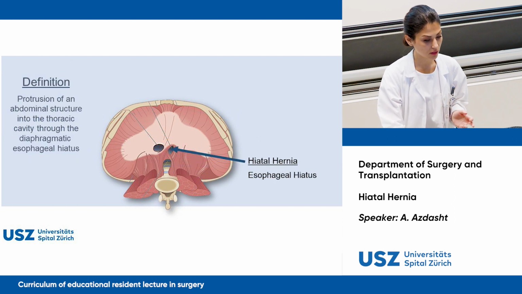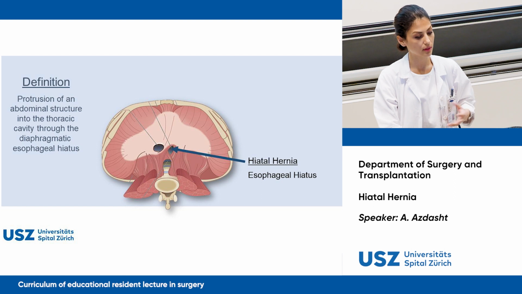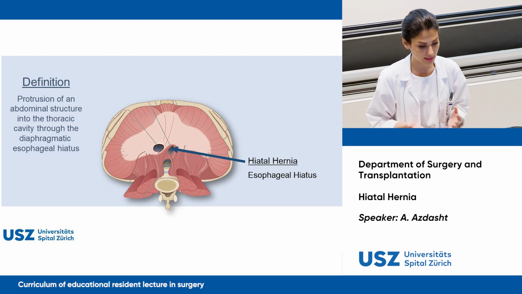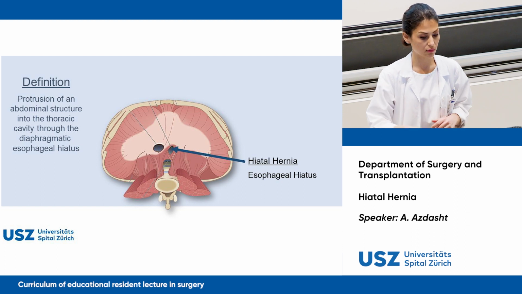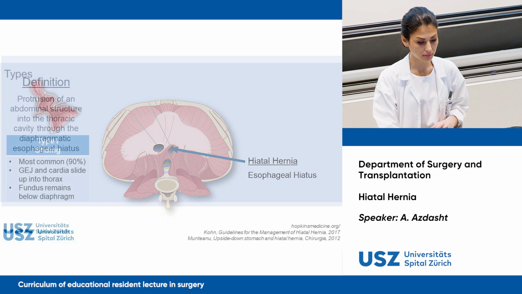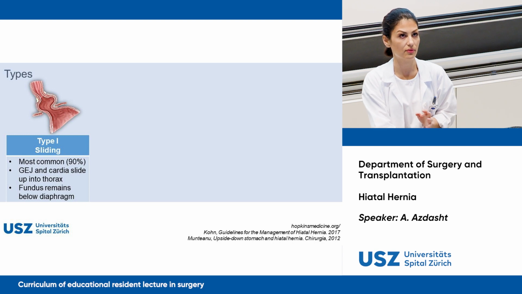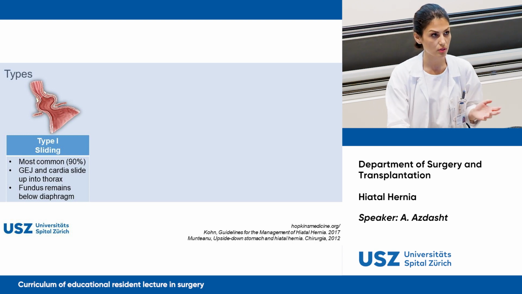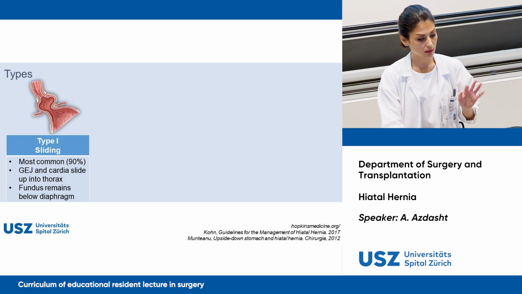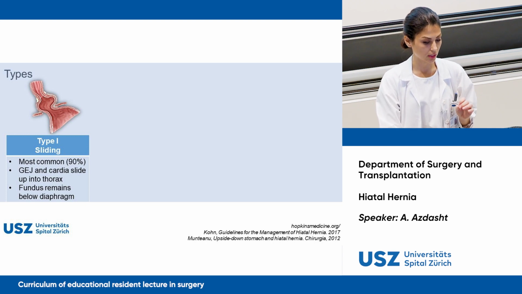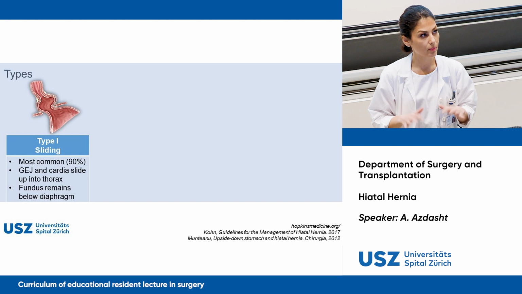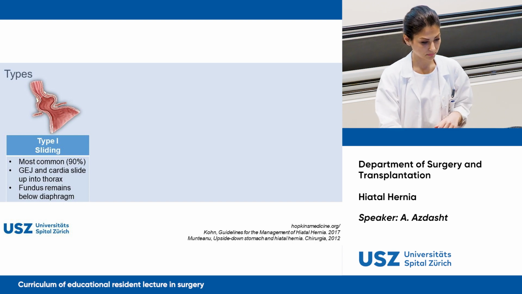So the definition of a hiatal hernia is a protrusion, a herniation of an abdominal structure into the thoracic cavity, and this through the esophageal hiatus. We have different types of hiatal hernia, starting with type 1. This is a sliding hernia, which is most common, and where the gastroesophageal junction and the cardia slide up into the thoracic cavity. This can be intermittent, whereas the fundus remains below the diaphragm.